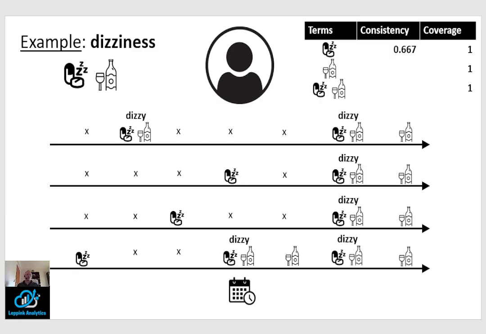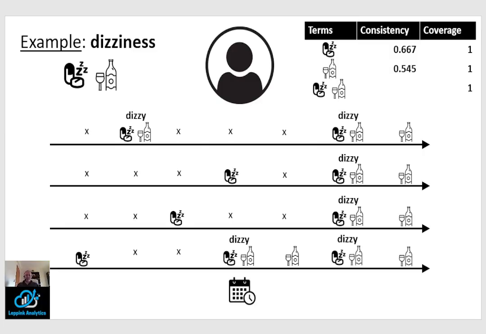To start, for the sleeping pill, we find a consistency of 0.667. Why? Because in this chart here of 28 days, we see a sleeping pill on 9 days. But only 6 of those cases resulted in dizziness. In other words, while in 2/3 of the cases where the sleeping pill was taken, there was dizziness the next morning, in the other 1/3 of the cases there was no dizziness.